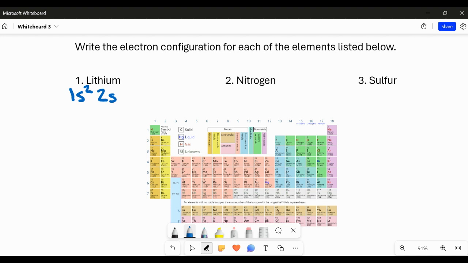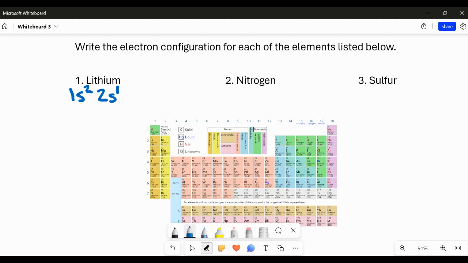Now, we said that lithium is atomic number 3, which means it's going to have 3 electrons in its ground state. So, because we've already put 2 in the 1s orbital, that means we only have 1 electron left for the 2s orbitals. So we're going to put a 1. So now there's 3 electrons accounted for. And because lithium only has 3 electrons, that means we're done. This is the electron configuration for lithium: 1s2, 2s1.